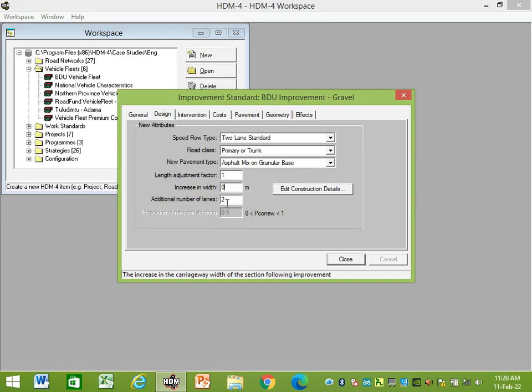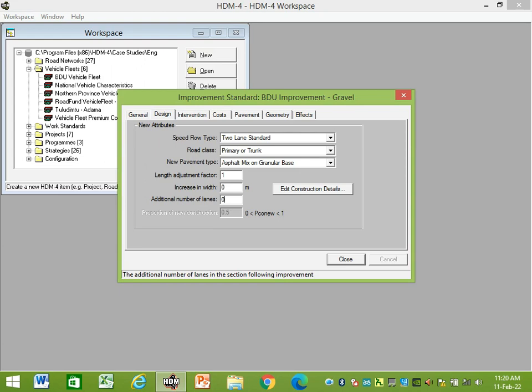Increase in width, nothing. Additional number of lanes, we don't add any number. It's just 2 lanes. It's now 2 lanes, it will remain 2 lanes. That's what it will be.